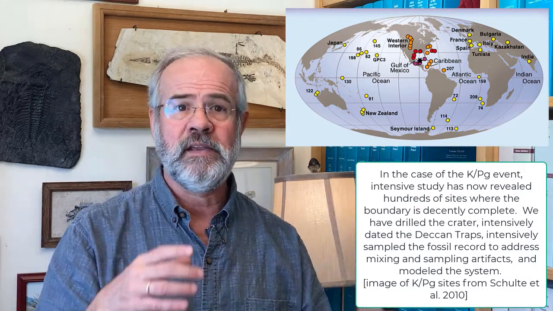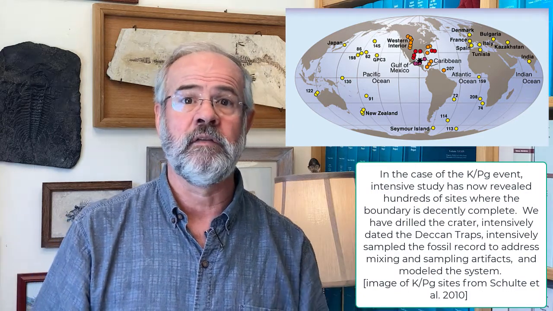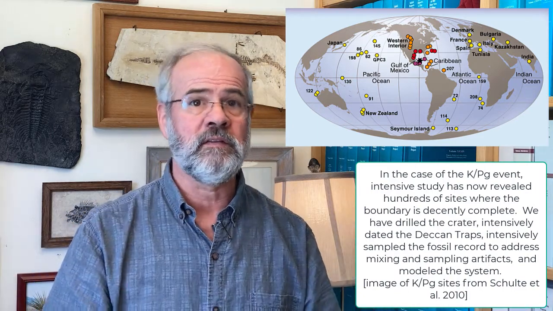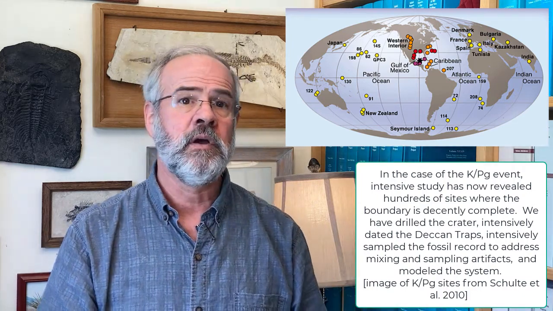We have likewise intensively sampled and dated the Deccan traps. We have sampled and resampled fossil assemblages to work out what is mixing and sampling artifacts and what is reality. And we are increasingly modeling the system with better and more realistic models. Consequently, the science is well beyond hand-waving speculation. We are now moving into refined views of the nature of the Cretaceous ecosystems before the extinction, the impact and volcanic events themselves, and understanding the aftermath, including how the extinction shaped the subsequent diversification of life.